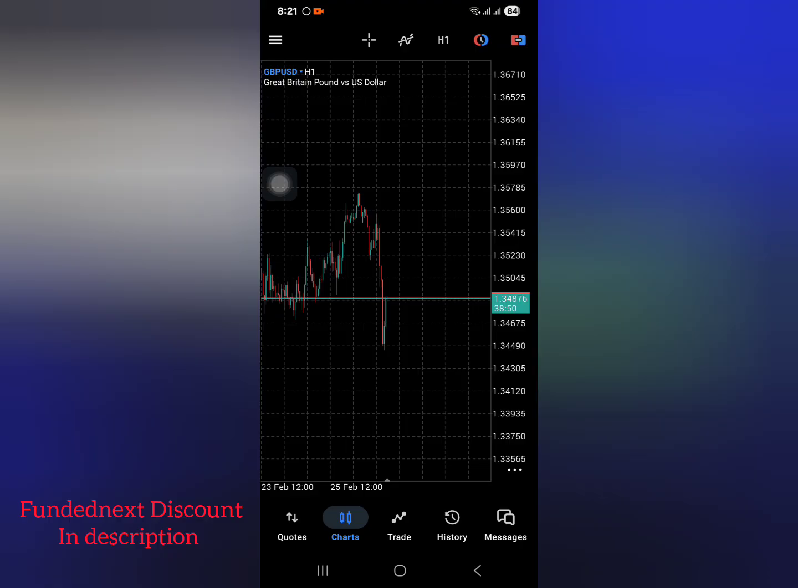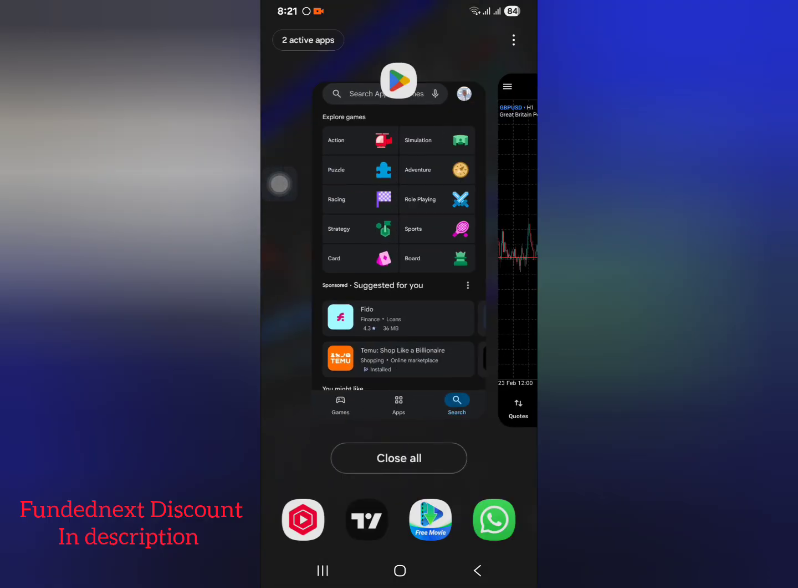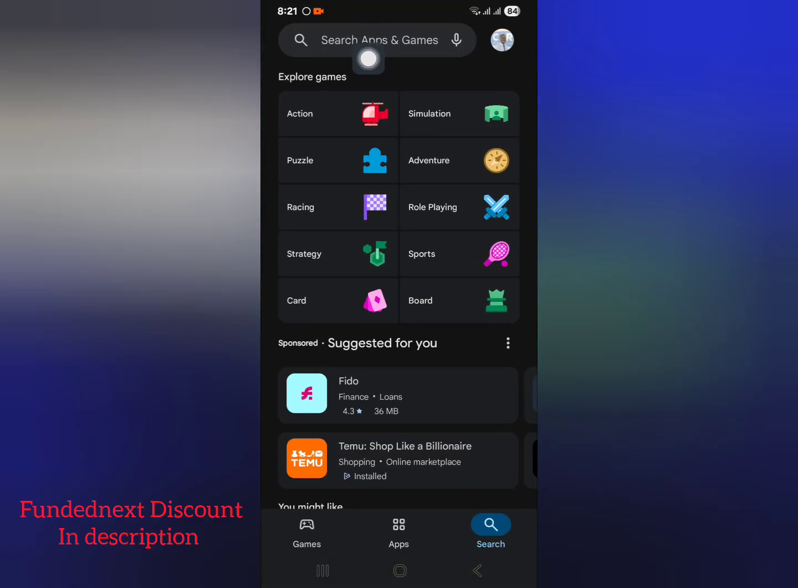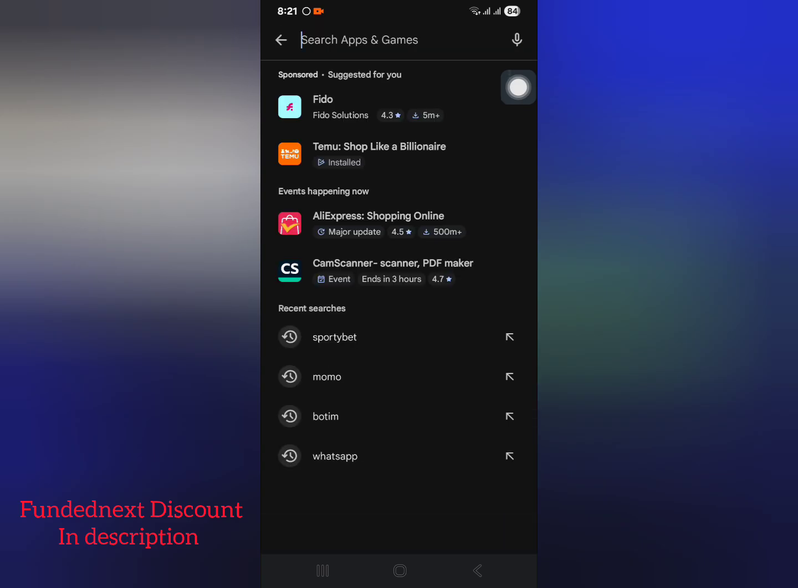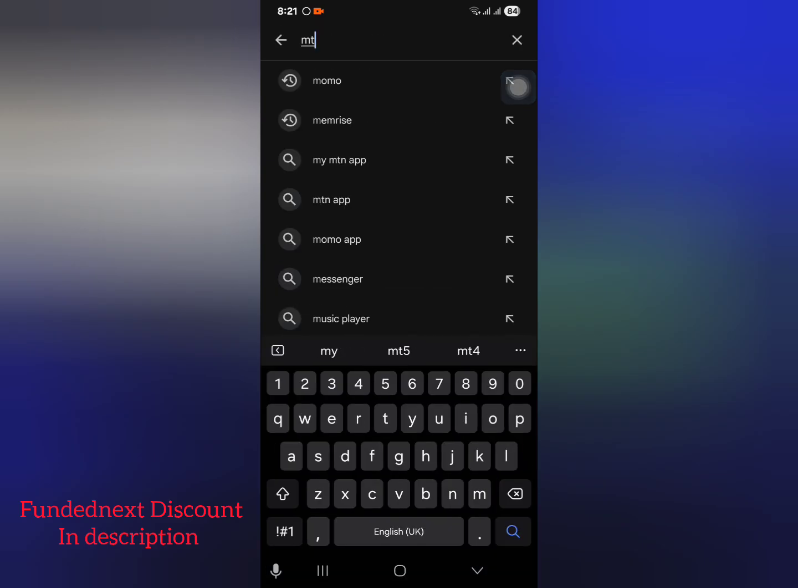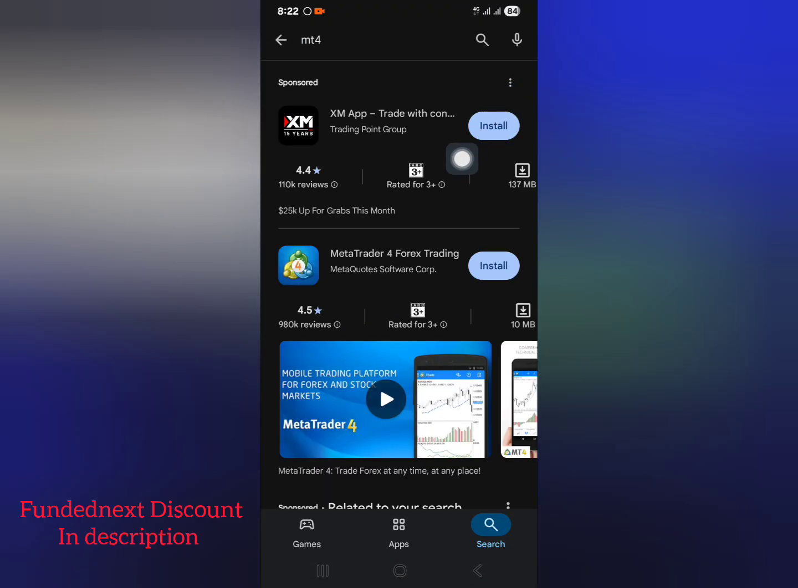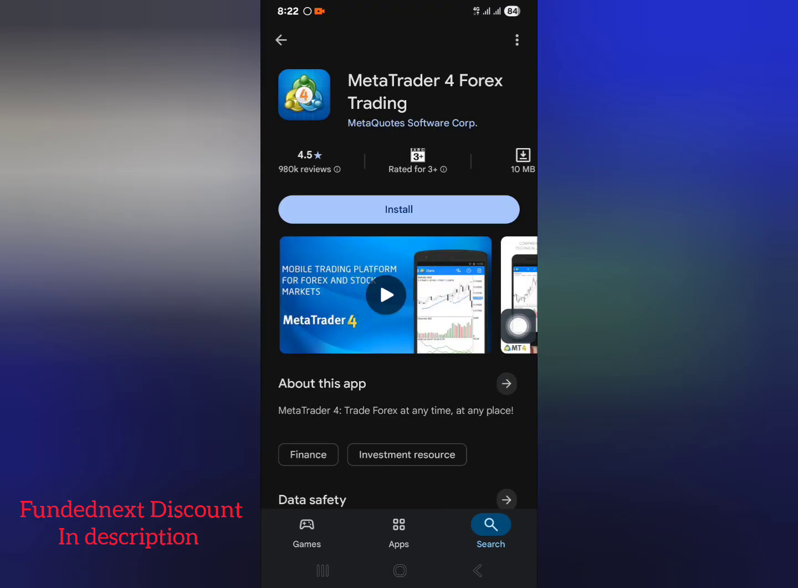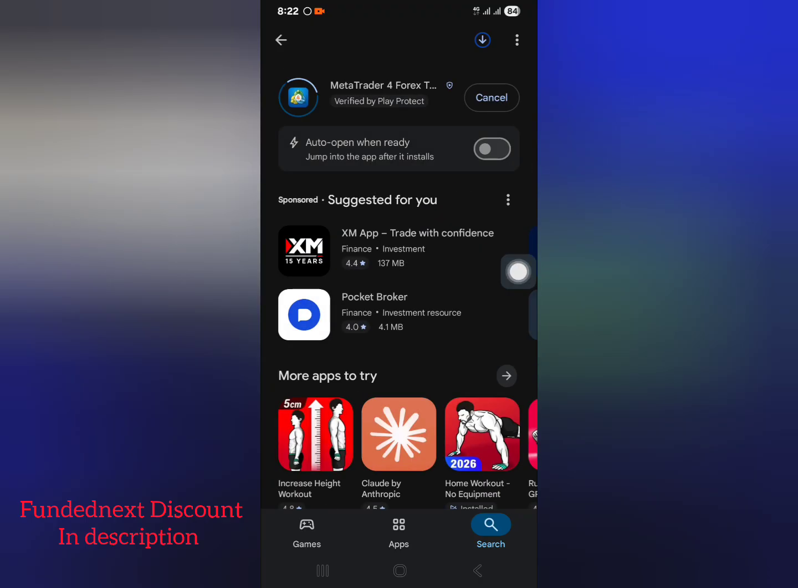I'm going to show how it's done here. I go to the Play Store and enter into the search box: MT4. So, MT4. I search and it appears. You tap on MT4, then tap install. It is installing on my phone. Very fast. Once it is installed on my phone, I open it.